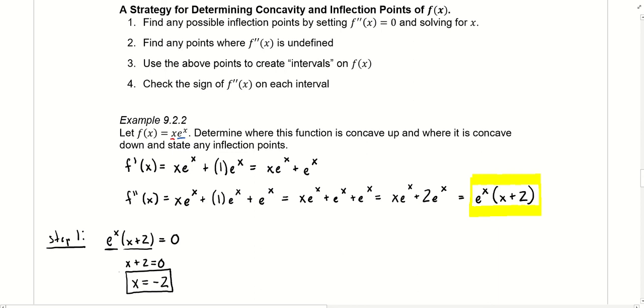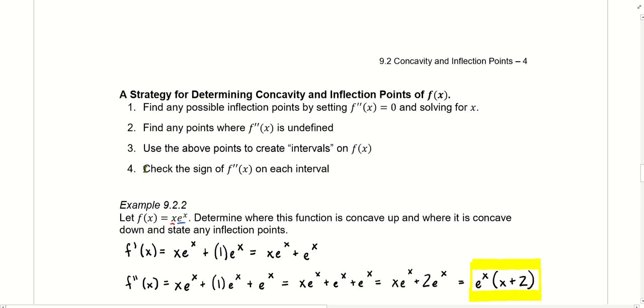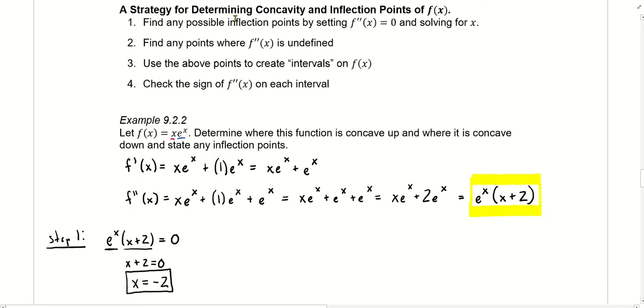So I'll put a box around this. This is a possible inflection point. Inflection points are places where my concavity might change, so I need to make note of those.